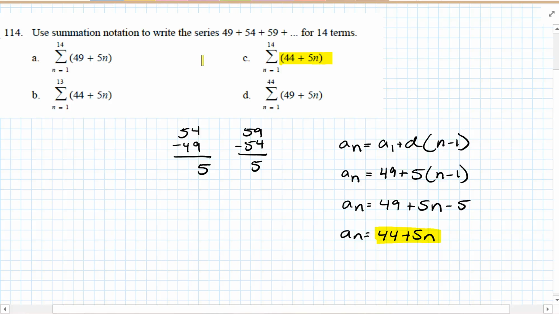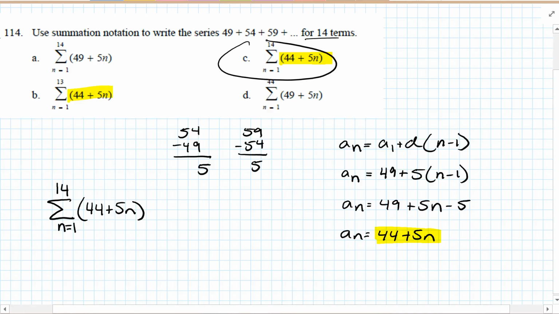You see it matches the terms. It says for 14 terms, so we know there are 14 terms we're evaluating. It does not tell us where to start, so we always assume we start with 1 if it doesn't tell us. So we start with n equals 1, and it goes up to 14, and then we put our explicit formula in front. So the answer is C.